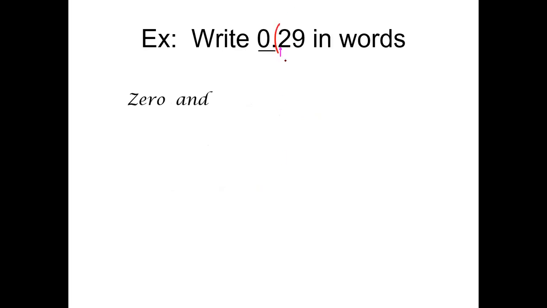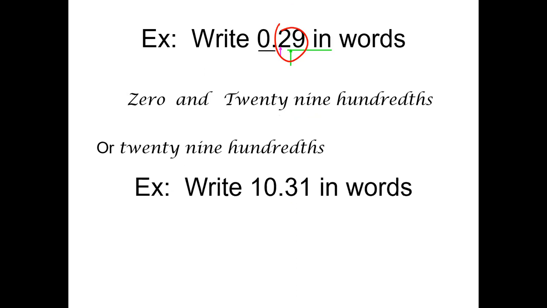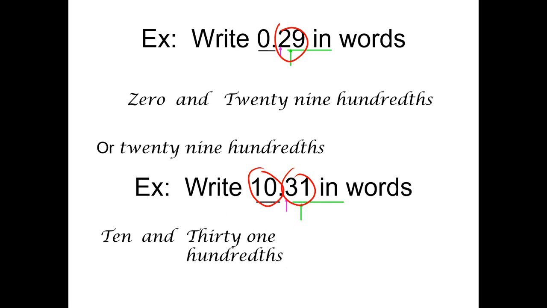The decimal part here is 29. How do we read 2 and 9? 29. But how many digits do we have here? 2 digits. So we have to say hundredth. 29 hundredths. Okay, no need to write 0 and. Here the same. The whole part here is 10. The point is written as and. The decimal part here is 31. But how many digits do we have? 31, 2 digits. So we have to say hundredths. So 10 and 31 hundredths. Okay, teacher, is it clear? That's it.